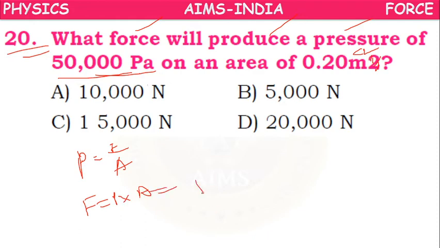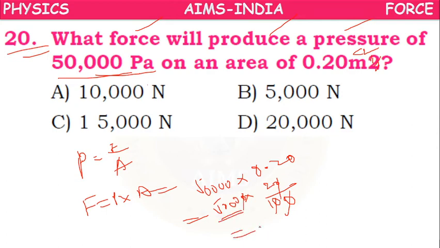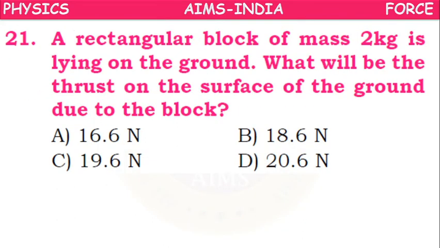What is the pressure here? 50,000 pascal into what is the area here? 0.20 meter square. So 50,000 into 0.20, the point has 2 decimals, so we can write 20 by 100. 10 10 cancel, 10 10 cancel. So 5,000 into 2 equals 10,000 newtons. So option A is the correct answer.